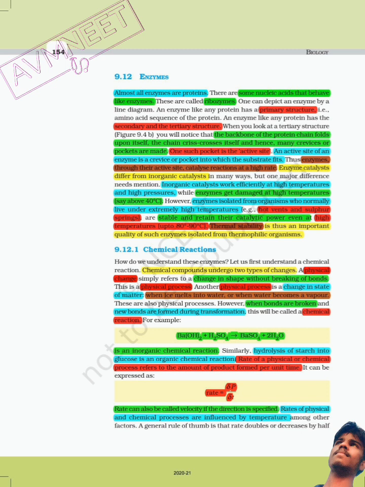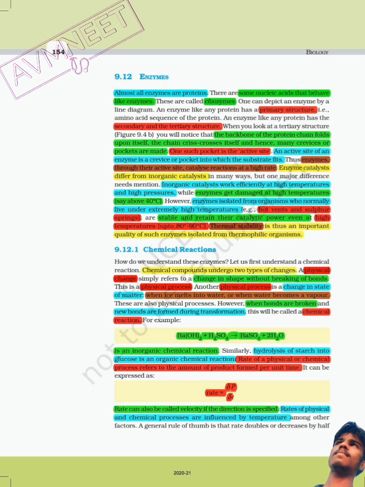9.12.1 Chemical reactions. How do we understand these enzymes? Let us first understand a chemical reaction. Chemical compounds undergo two types of changes. A physical change simply refers to a change in shape without breaking of bonds. This is a physical process. Another physical process is a change in state of matter. When ice melts into water or when water becomes a vapor, these are also physical processes.